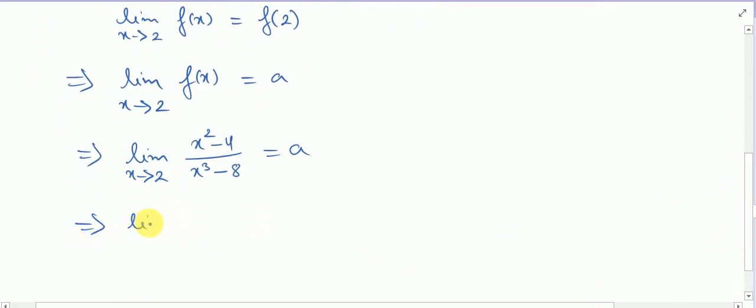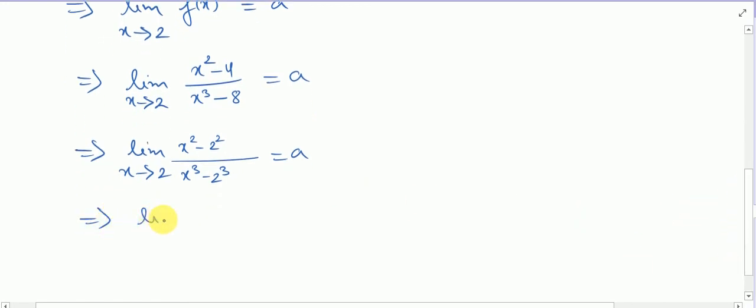Now see over here, you can see that if you put x equal to 2, then you are getting 0 by 0. So if you want to use L'Hospital's rule, you can use it, we had done it in class 11, or you can write like this: limit x tends to 2, x square minus 2 square, and down you can write x cube minus 2 cube, is equal to a.